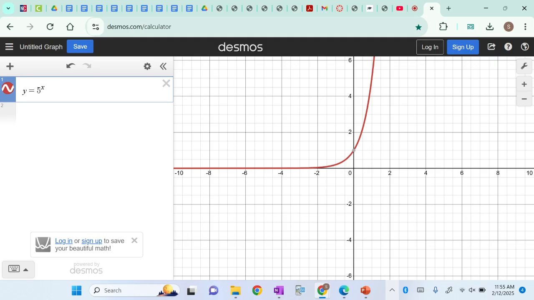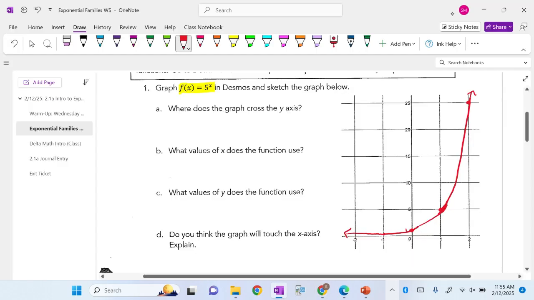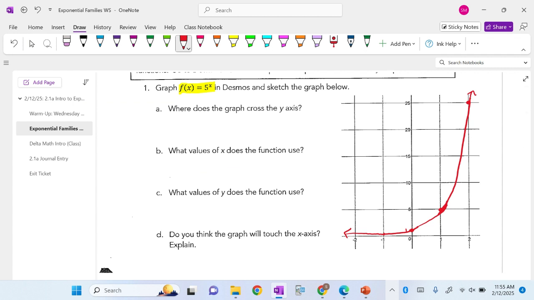All right. So let's look at this together. If you graph that in Desmos, you should get a sketch that looks something like this. Now, let's just answer some questions. Where does the graph cross the y-axis? So in other words, your y-intercept. What's my y-intercept? You can either look at your sketch or you can look at Desmos. It crosses at 1. So the y-intercept is at the point (0, 1).